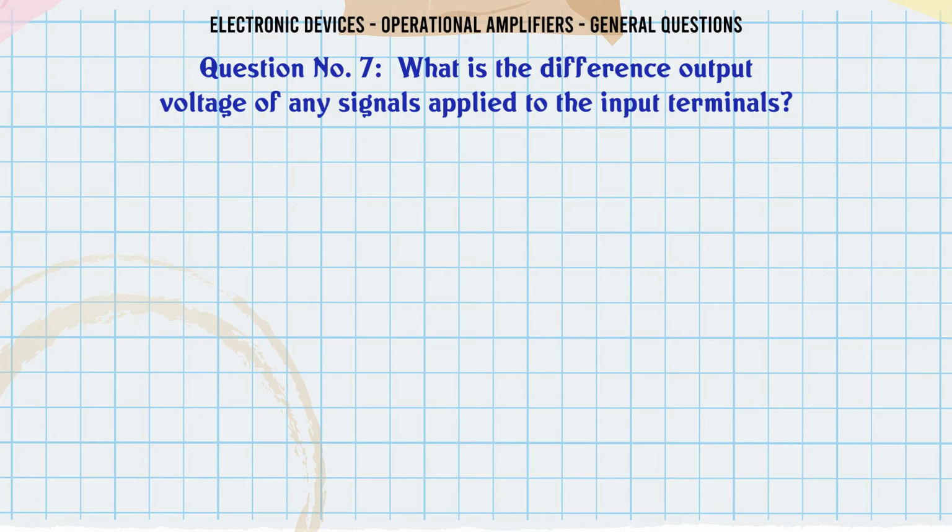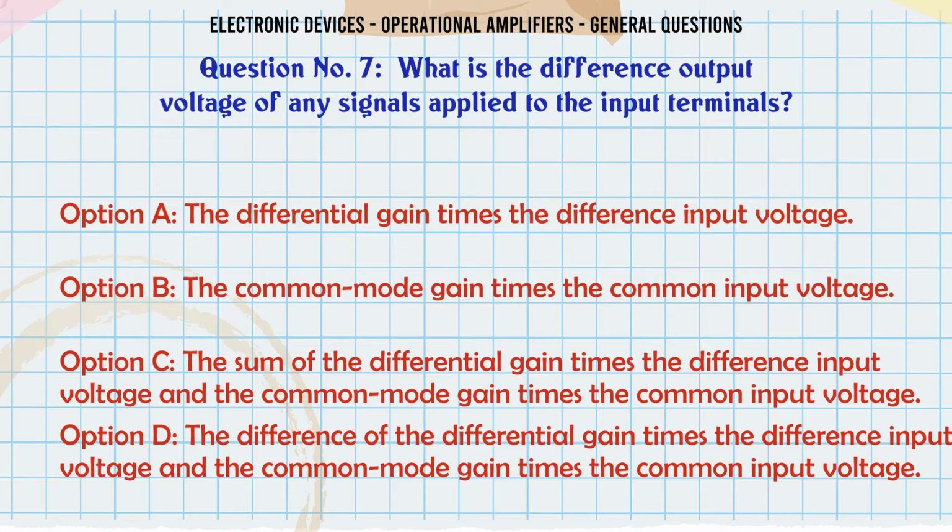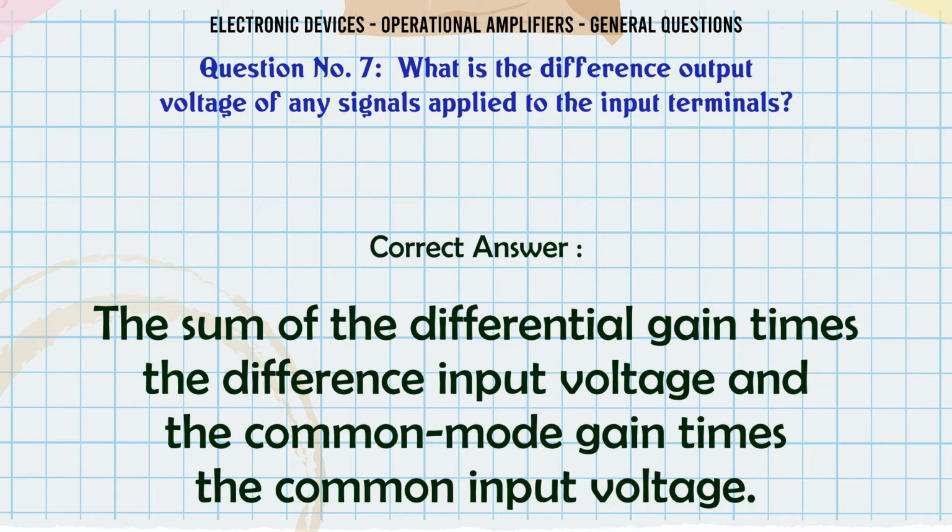What is the output voltage of any signals applied to the input terminals? A. The differential gain times the difference input voltage. B. The common mode gain times the common input voltage. C. The sum of the differential gain times the difference input voltage and the common mode gain times the common input voltage. D. The difference of the differential gain times the difference input voltage and the common mode gain times the common input voltage. The correct answer is the sum of the differential gain times the difference input voltage and the common mode gain times the common input voltage.